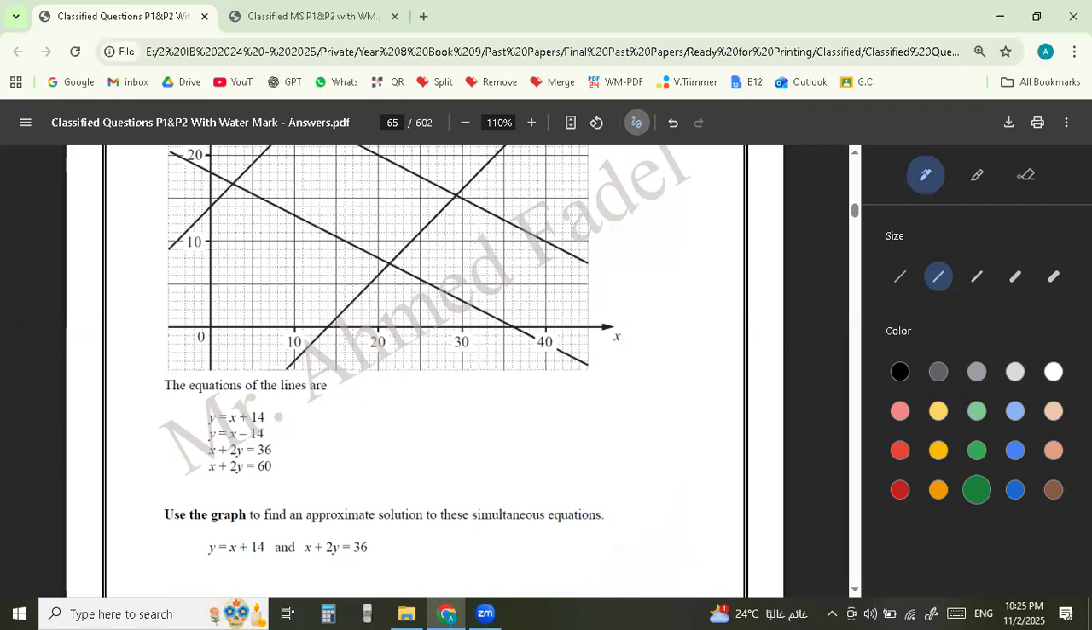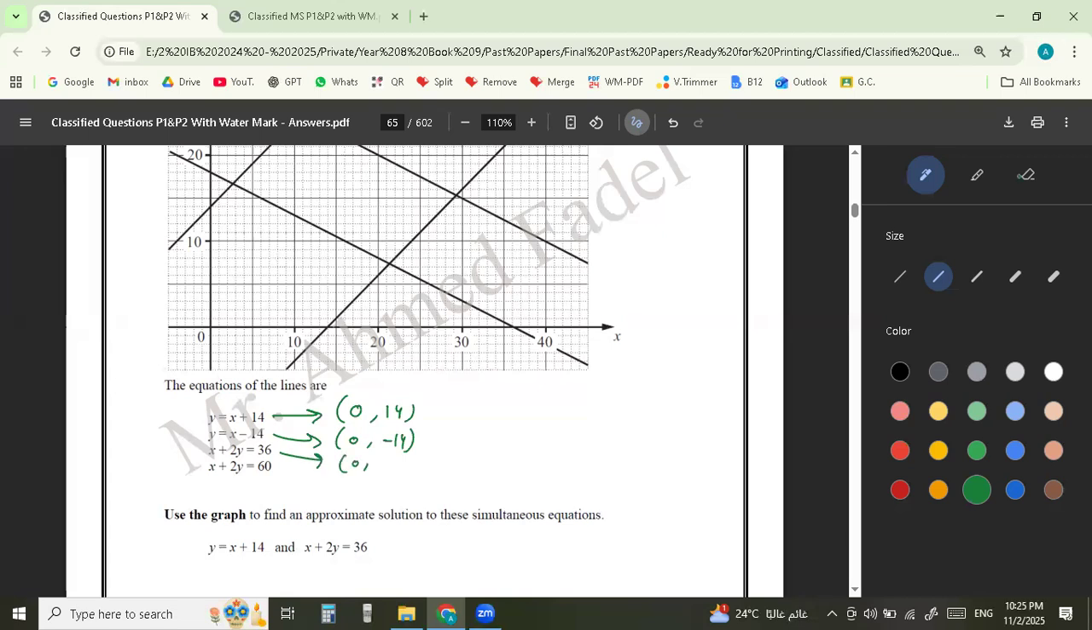We need to find, when x is 0, what y is going to be. So this one over here, when x is 0, y is going to be 0 plus 14, mister, which is 14. Here, when x is 0, what is y going to be? 0 plus minus 14, mister, it will be negative 14. Good.